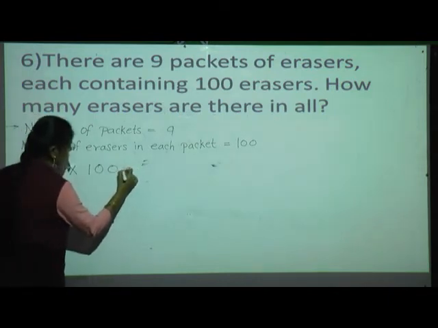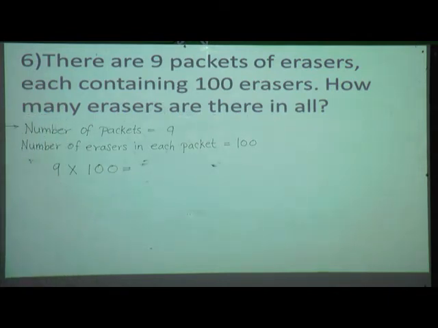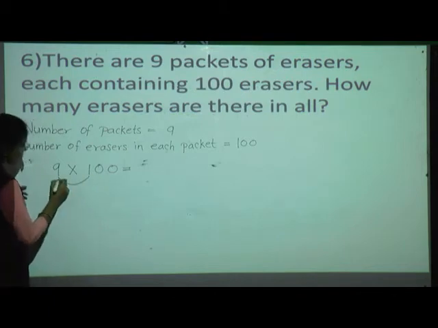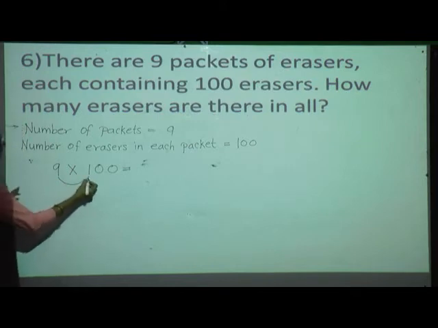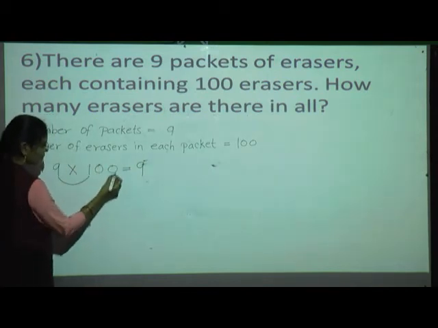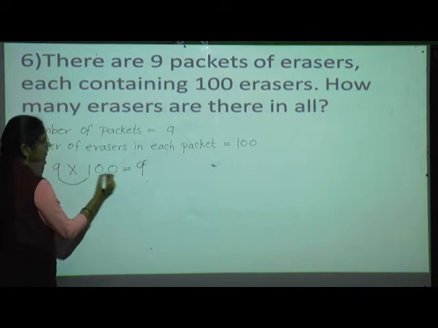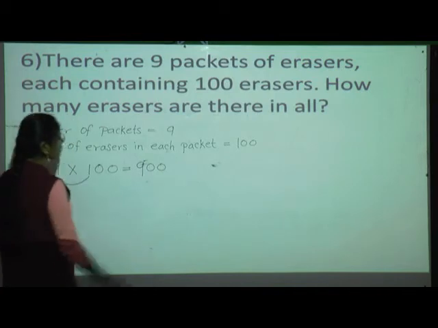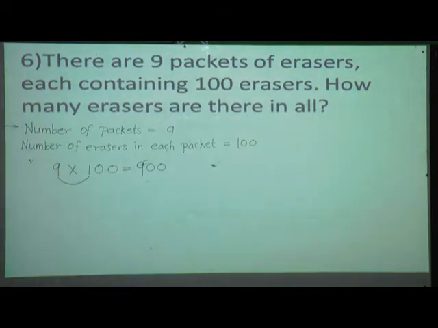Now in this case, students, you have to remember one of the property. What was the property? Yes, first of all we will do the multiplication only 9 into 1. It is very easy. 9 into 1, 9. 9 ones are 9. And see the 100 number. In 100, how many zeros are there? There are 2 zeros. So here in the answer also we will put 2 zeros to the right side of the number. Then we will get our answer. So 9 into 100 is equal to 900. So how many erasers are there in all? There are 900 erasers in all.